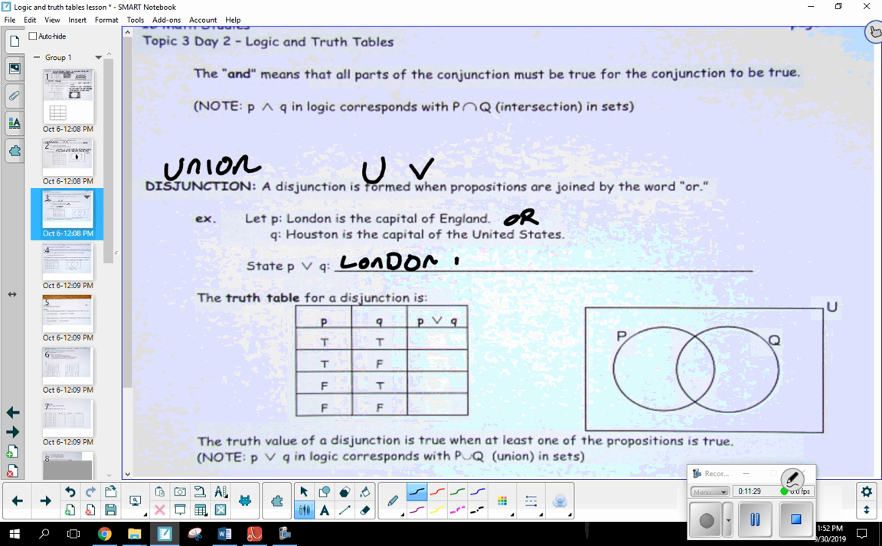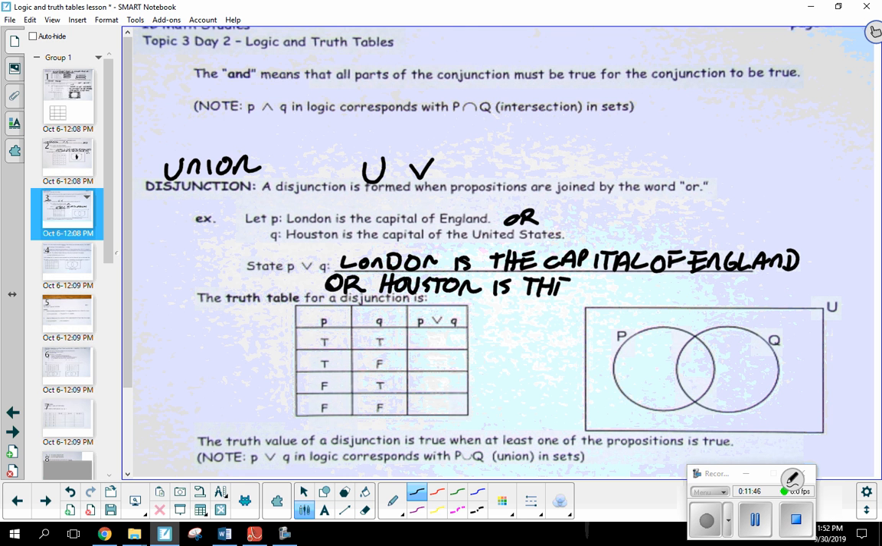London is the capital of England. Or Houston is the capital, okay, of the U.S. Okay. So here's what we're going to be looking at here, okay? There's that capital V. This is telling me the union, the disjunction, okay?